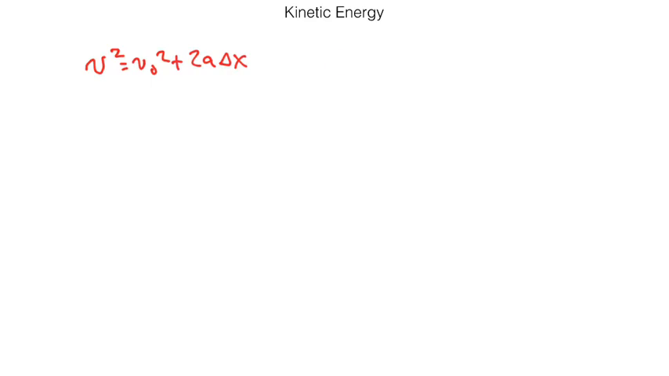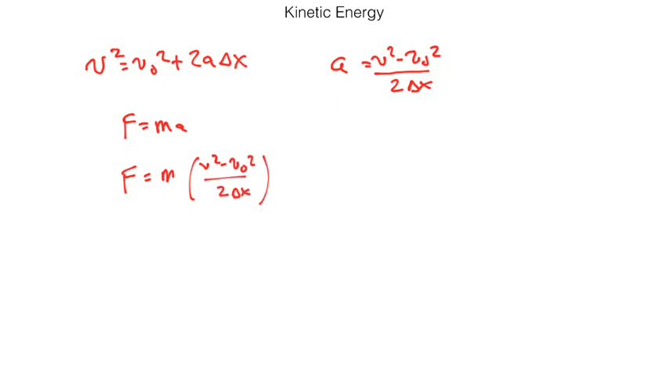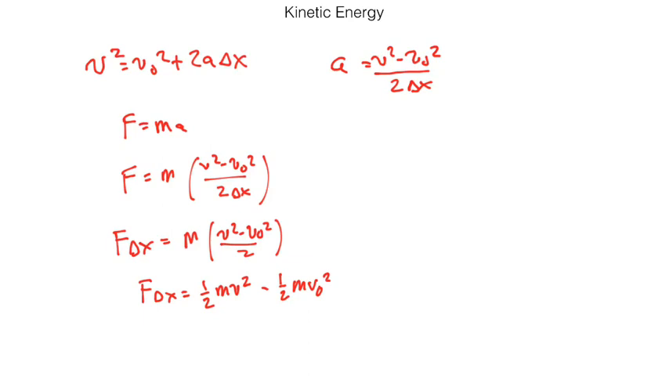All right, I'm going to solve this for the acceleration. And that's going to be v squared minus v naught squared over 2 delta x. Right? And then I'm going to do something bad. I'm going to bring out Newton's second law. Okay, and I'm going to insert that acceleration that I just found, v squared minus v naught squared over 2 delta x. And then I'm going to move the delta x over here. I'm going to clean up a little bit. It's going to be 1/2 m v final squared minus 1/2 m v initial squared.